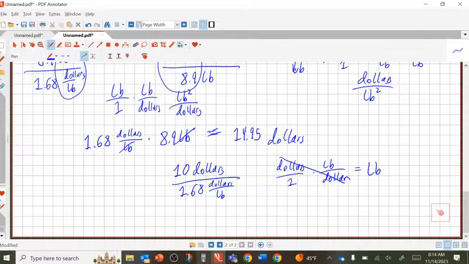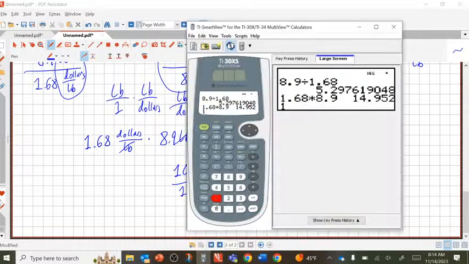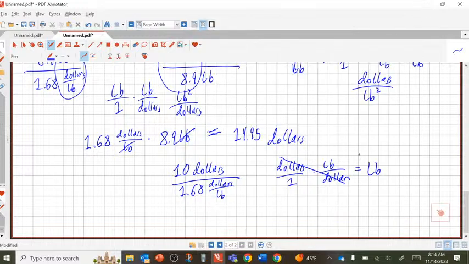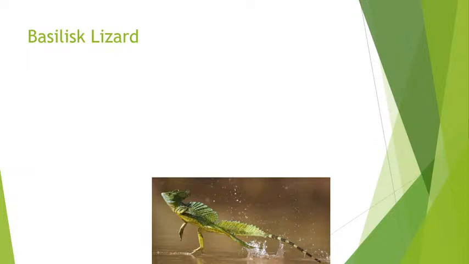So 10 divided by 1.68 is not a very nice number, but that's okay. About 5.95 pounds. How many of us are able to get 5.95 pounds out of that? Cool. Excellent work, everybody. Okay, let's see here. I got one more example for you before we see if we can crack into that a little bit.